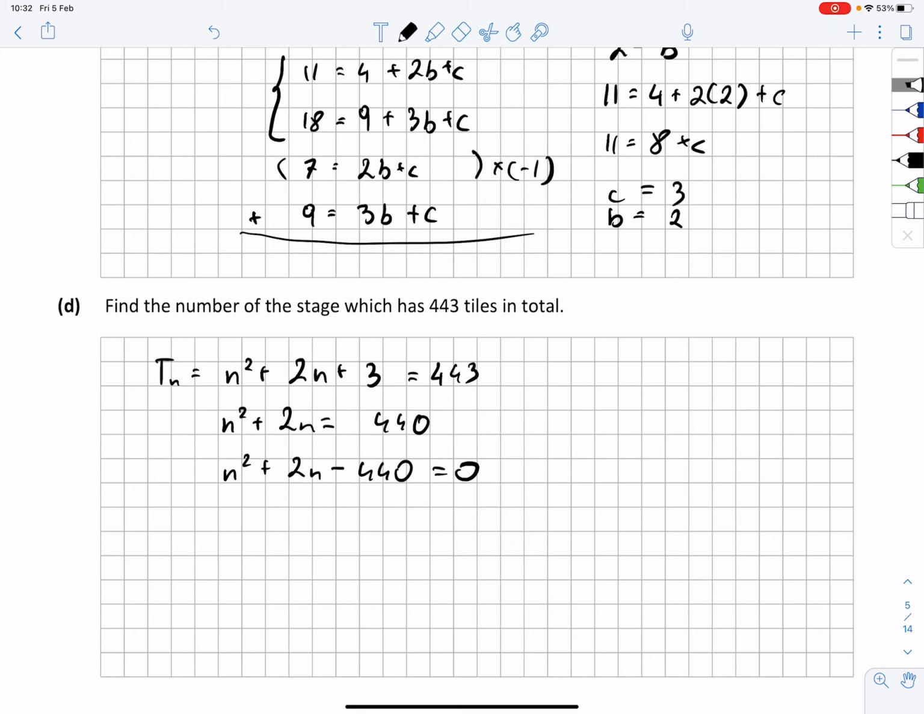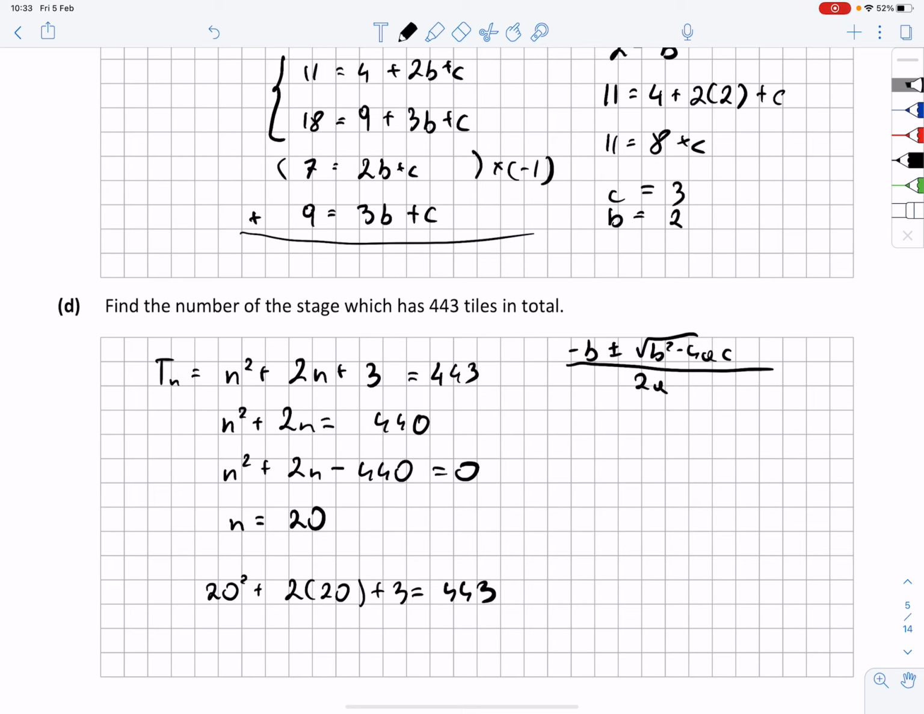Now forming a quadratic equation, I have n squared plus 2n minus 440 equals 0. And there are a couple of ways of solving it, but for me the simplest way is just to use minus b plus or minus the square root of b squared minus 4ac, all over 2a. You can practice this yourself. But for this I'm going to arrive at a solution that n equals 20. And I can check it fairly quickly by substituting the values in. So 20 squared plus 2 times 20 plus 3 equals 443, and it is correct.